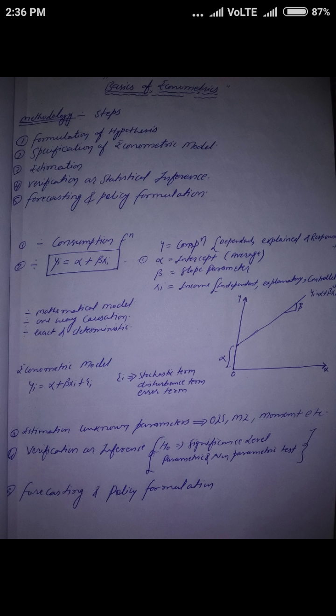Here the unknown parameters are alpha and beta, because we do not know our intercept term as well as the slope term. To estimate these parameters, we have various methods like the ordinary least squares method, maximum likelihood method, method of moments, etc. But mostly, for our convenience, we use the ordinary least squares method because it is easy to estimate.